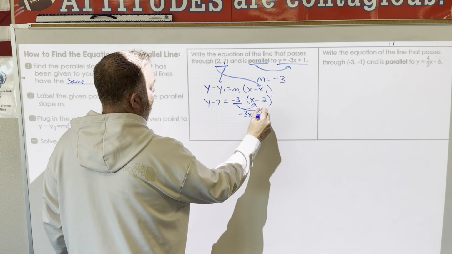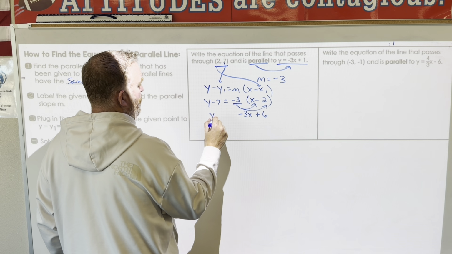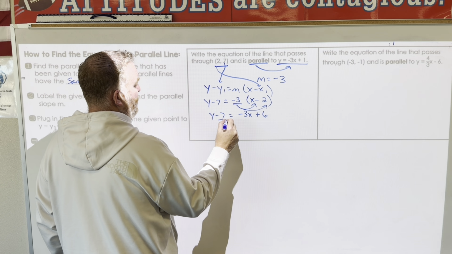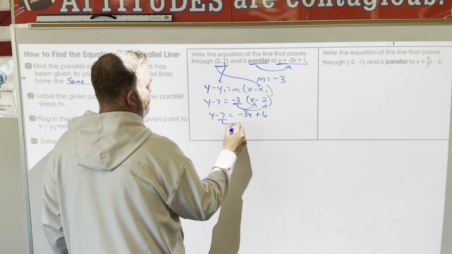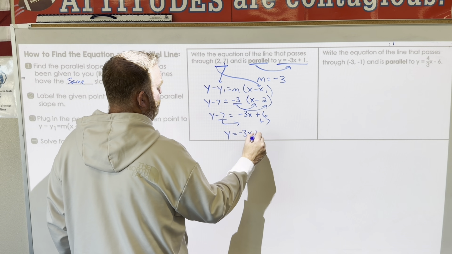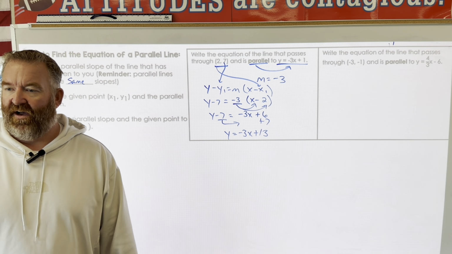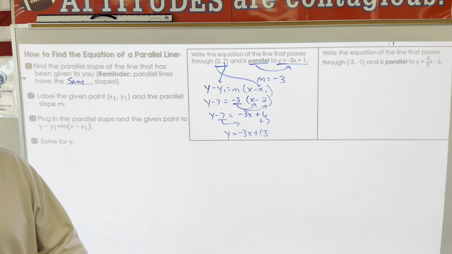Negative 3x. What's negative 3 times negative 2? Positive 6, right? Now I need to move this number. What's the opposite of minus 7? So I'm going to add 7 over here. So we've got y equals negative 3x plus 13. And we're done. Same slope, different y-intercept. That is the definition of parallel lines.